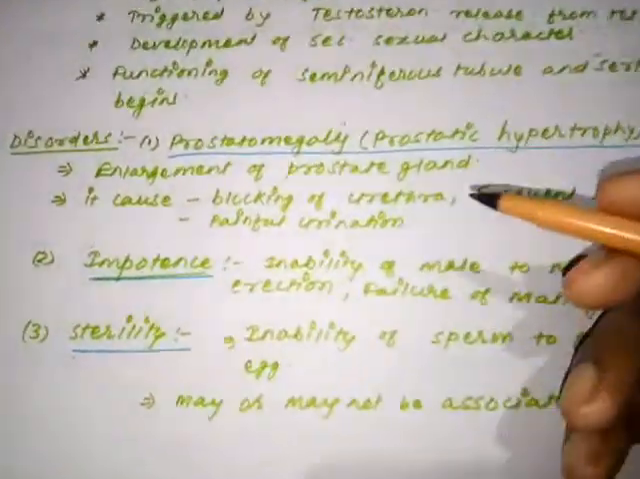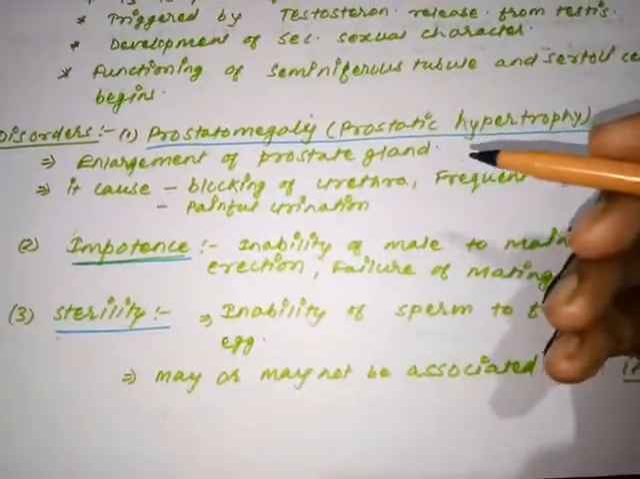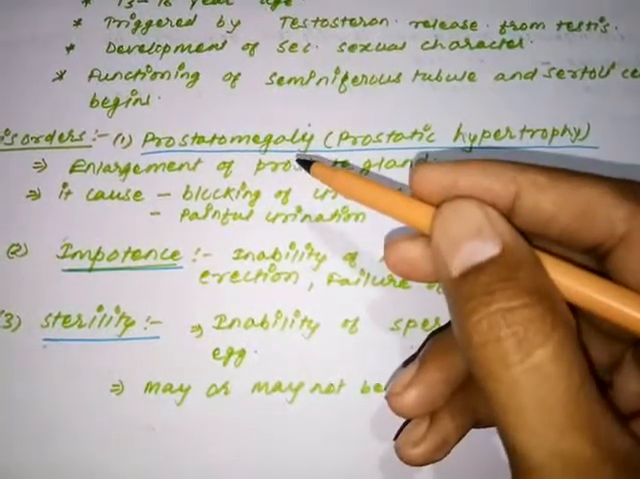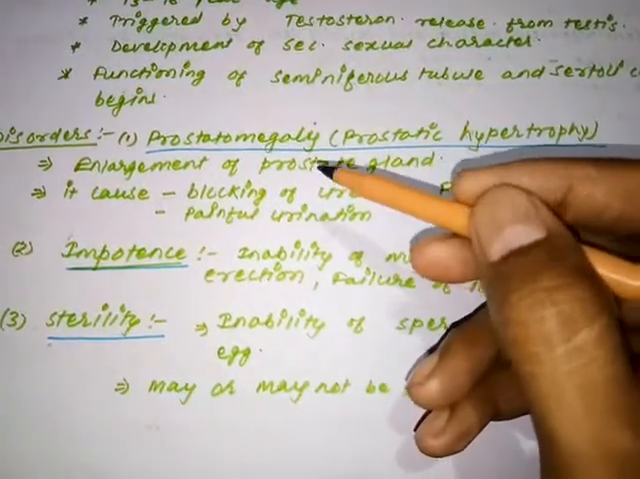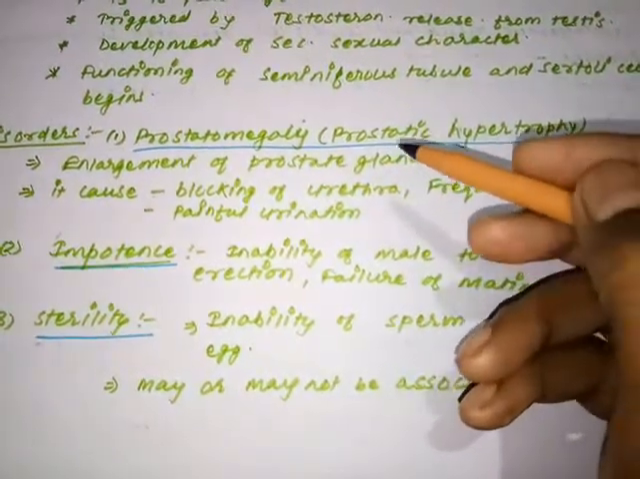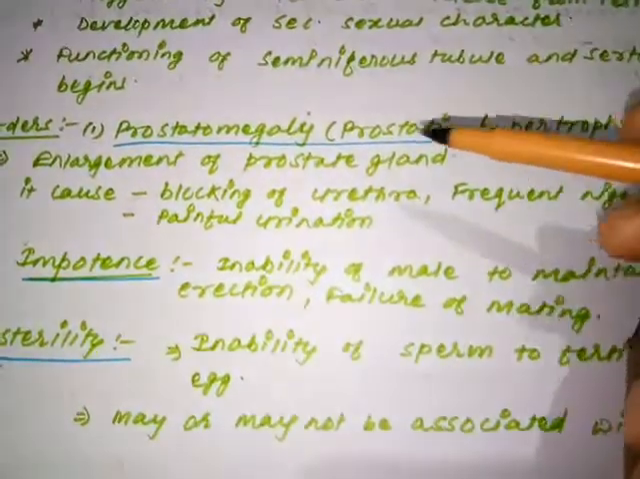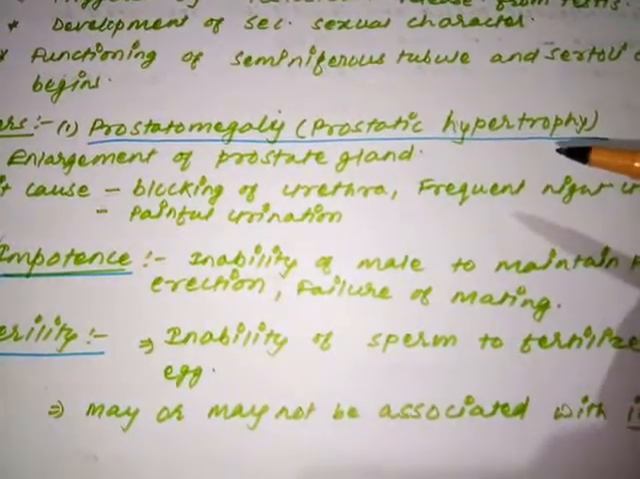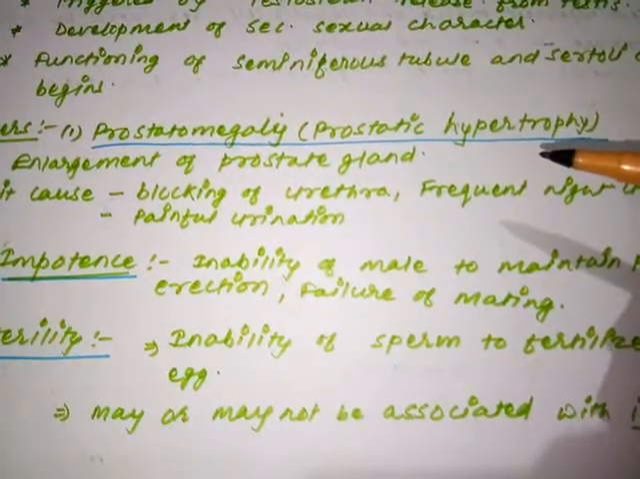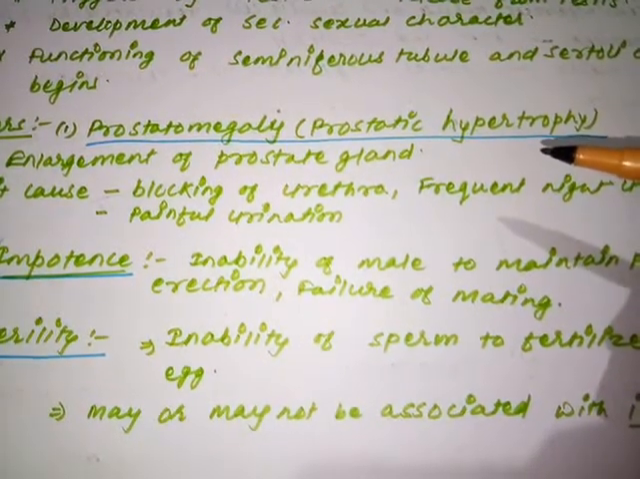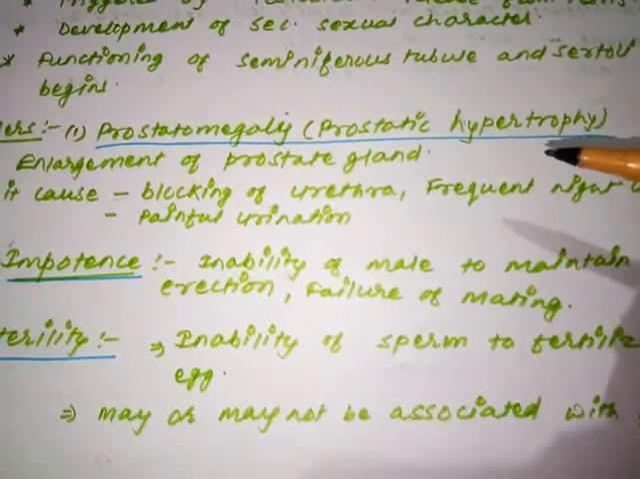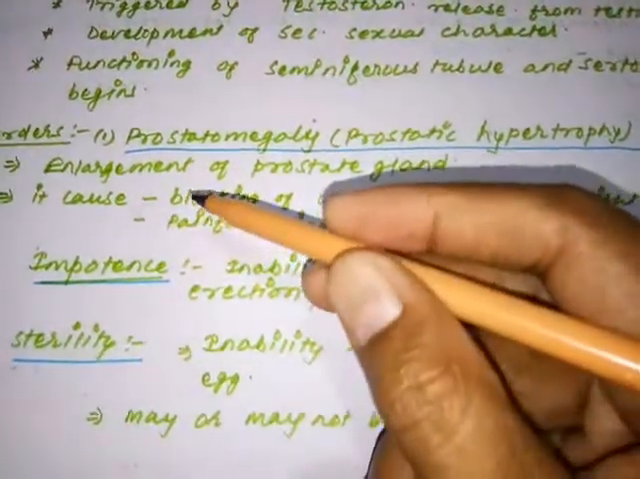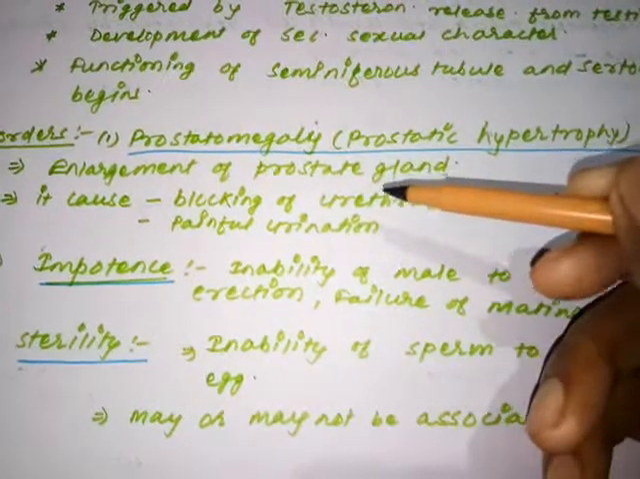Now we are going to discuss a few disorders of the human male reproductive system. The first disorder is prostatomegaly. Prostatomegaly means prostatic hypertrophy. Prostatic means the prostate gland. Hyper means more, and trophy means growth. So when the prostate gland increases in size, this is called prostatic hypertrophy. Prostatic hypertrophy means the size of the prostate gland is increased. That enlargement of the prostate gland is called prostatomegaly.